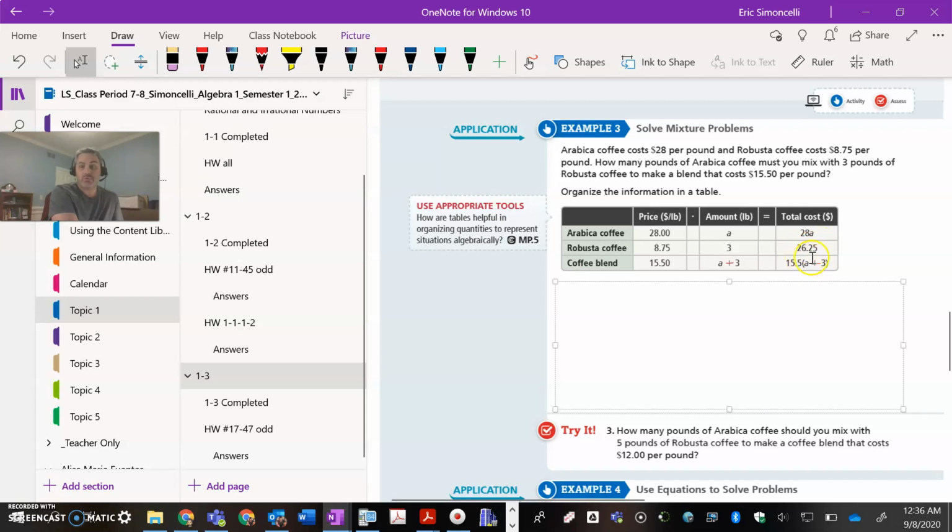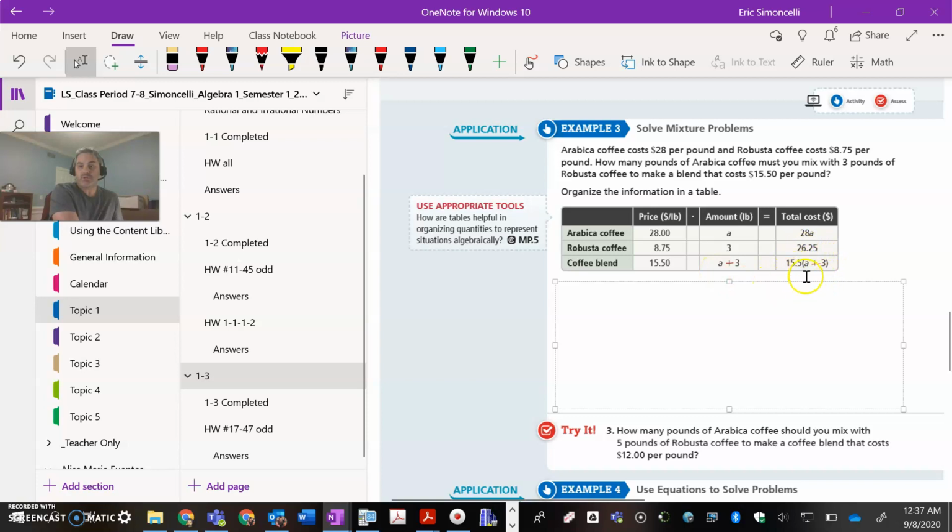We do know though $26.25 simply by multiplying 8.75 times 3 for the Robusta. The coffee blend that they're asking us cost per pound in the end to be $15.50. The amount, A plus 3, in other words, we do know the Robusta, but we don't have the Arabica. So A plus 3, if A ends up being 12, for example, the total pounds will be 15, for example.